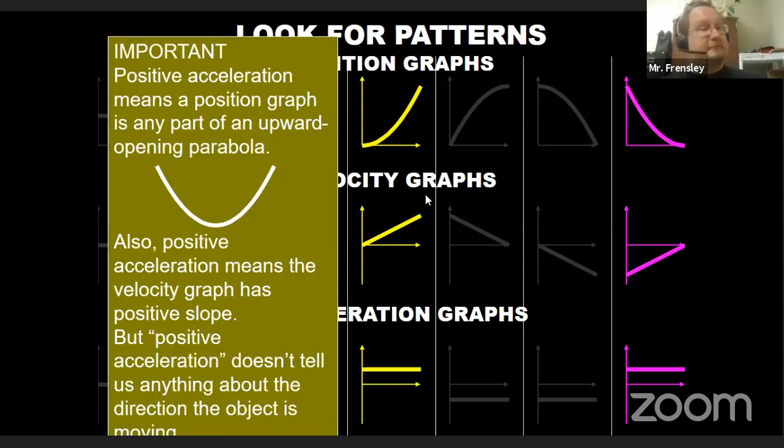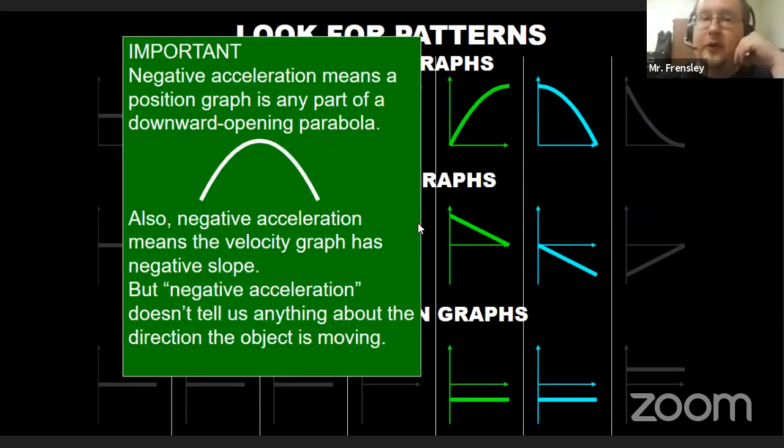Okay, couple of things that are worth knowing. If your position graph is any part of a smiley face, then that's a positive acceleration, okay? So smiley, I don't care which part, the left, the right, any part of a smile on a position graph, you got a positive acceleration. And your velocity graph better be sloping up somehow. But if your position graph is any part of a frowny face, then that's a negative acceleration. That means that your velocity graph should be trending down somehow, okay?